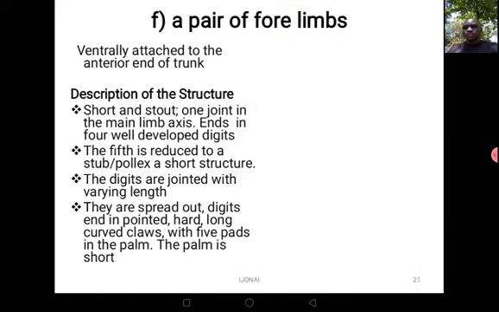And then, let's look at the pair of forelimbs. We want to start with the forelimbs. The limbs are legs in this case.